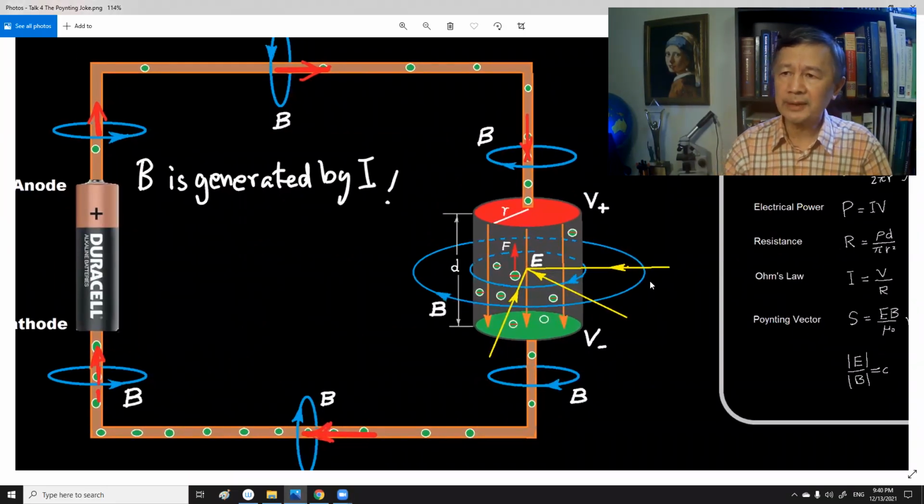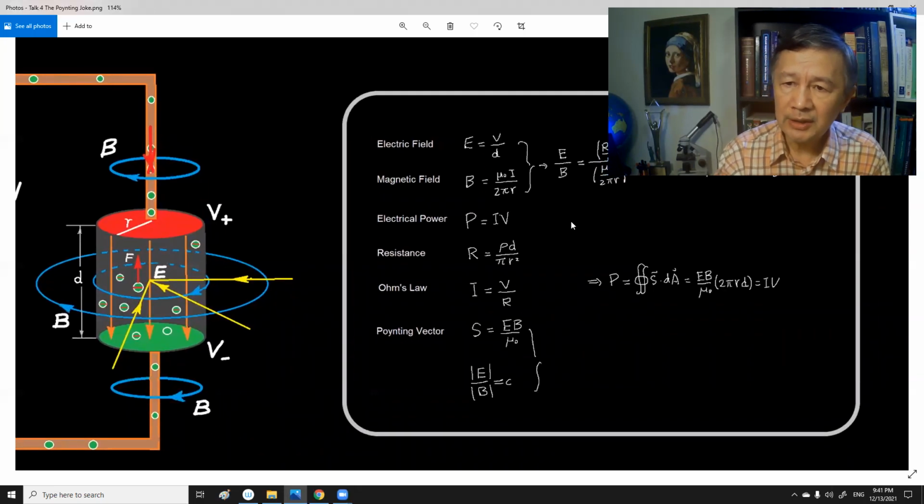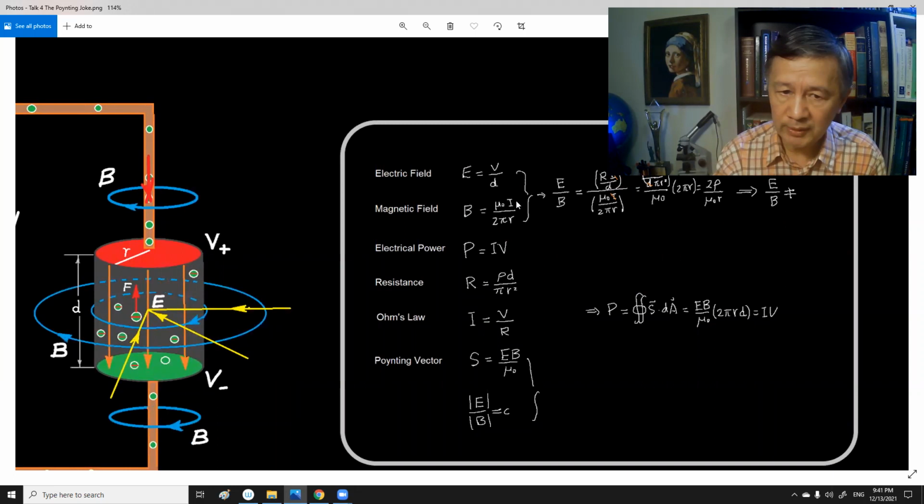So this is a simplified diagram for the DC circuit where the electrical light bulb has been simplified as a cylindrical resistor, so that we can calculate the electrical power based on his assumption. Here are the formulas I'm going to use. E represents the electrical field strength, represented by this downward arrow. B represents the magnetic field, represented by this blue ring. And P represents the power, which is simply the product of current and voltage.